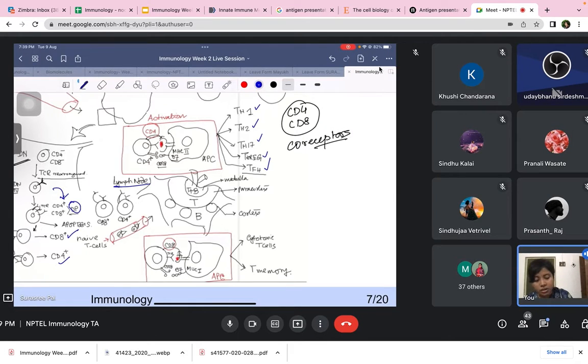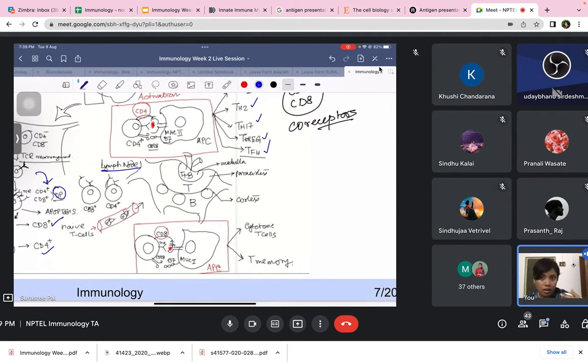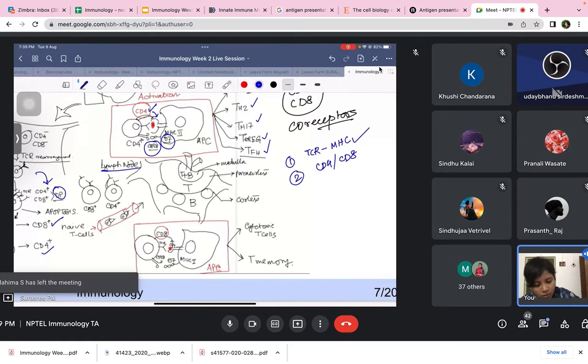This interaction takes place by several molecules. So not only the TCR MHC interaction happens, but also I told you that there is one co-receptor, either CD4 or CD8. So this CD4 here, suppose, actually supports this interaction between TCR and MHC. And then there are other co-stimulatory receptors also. For example, here you can see B7 and CD28. B7 is present on the APC, and CD28 is present on the T cell.